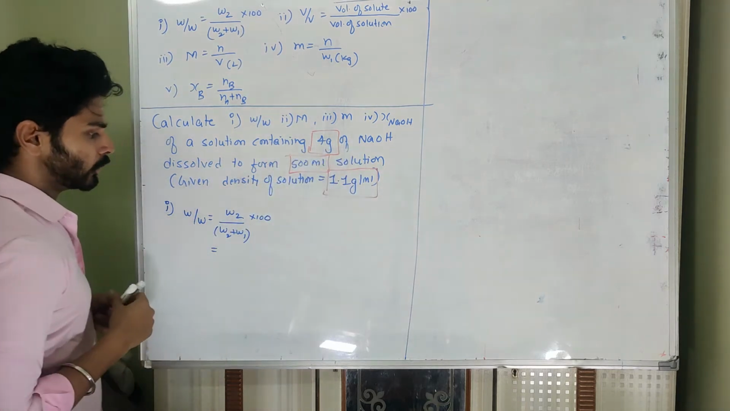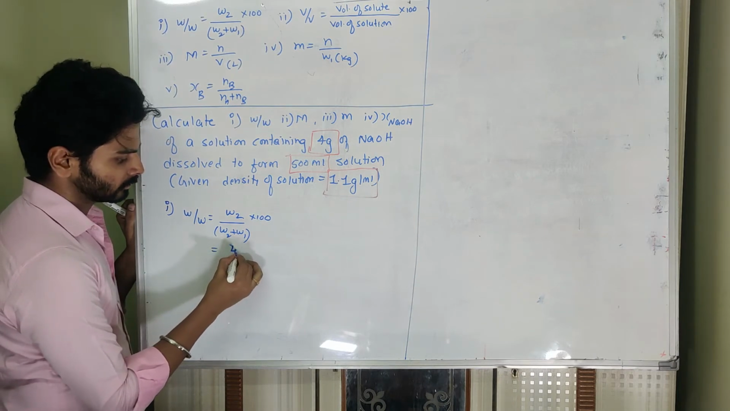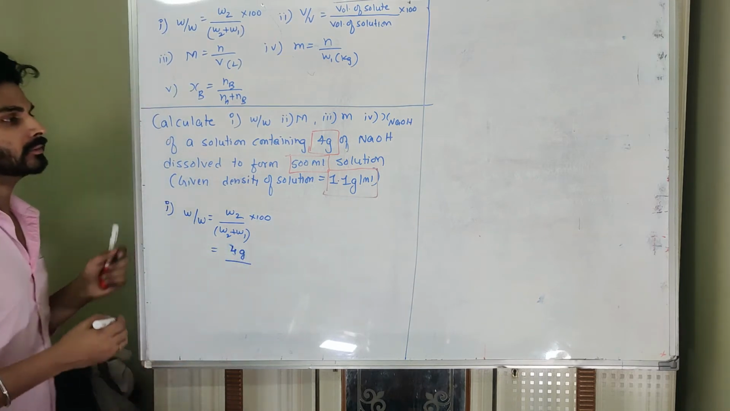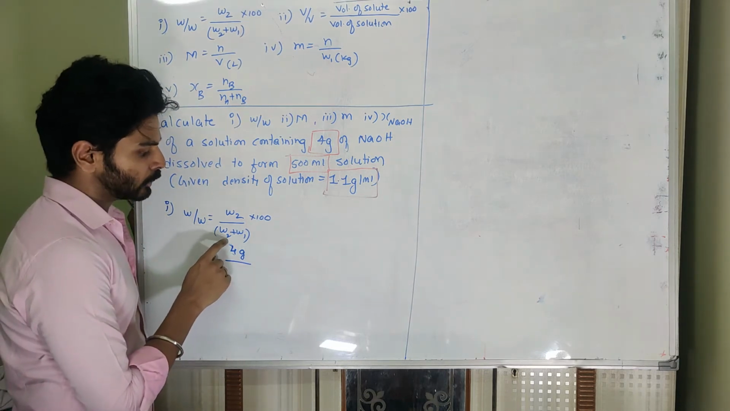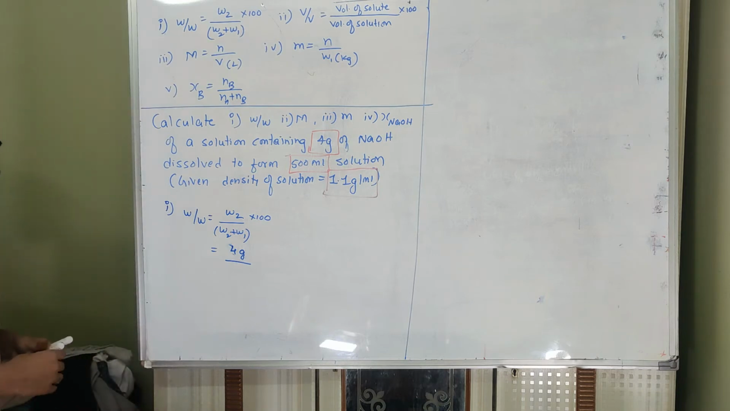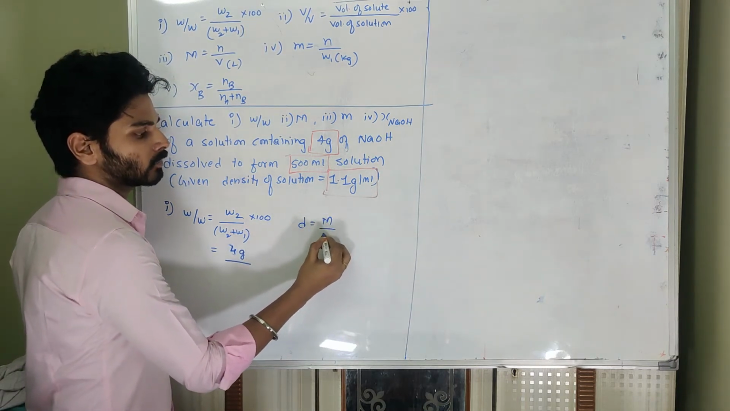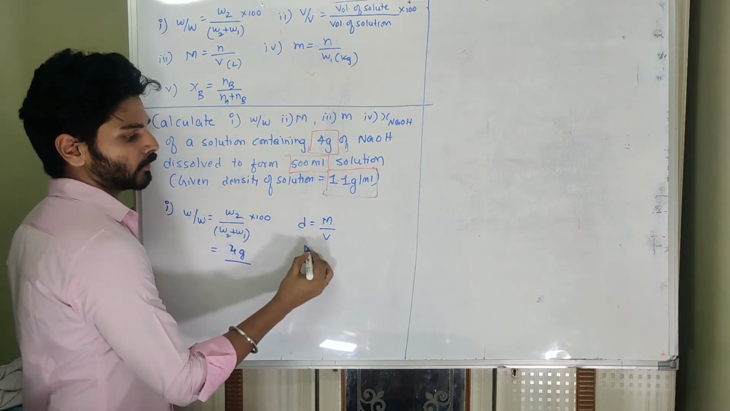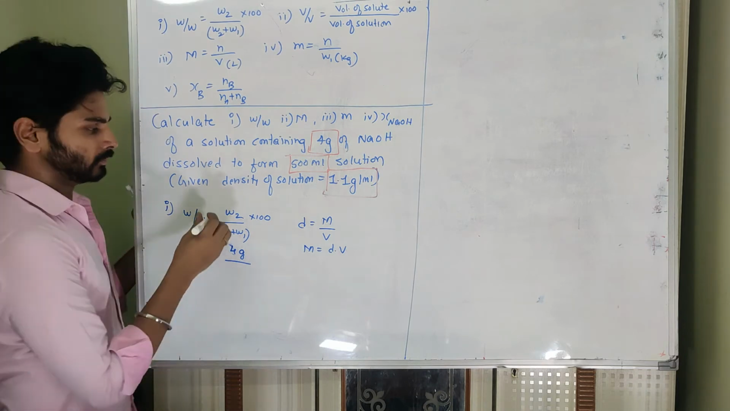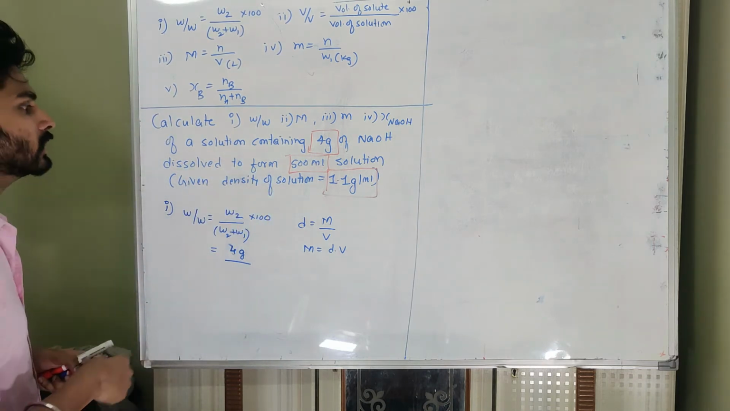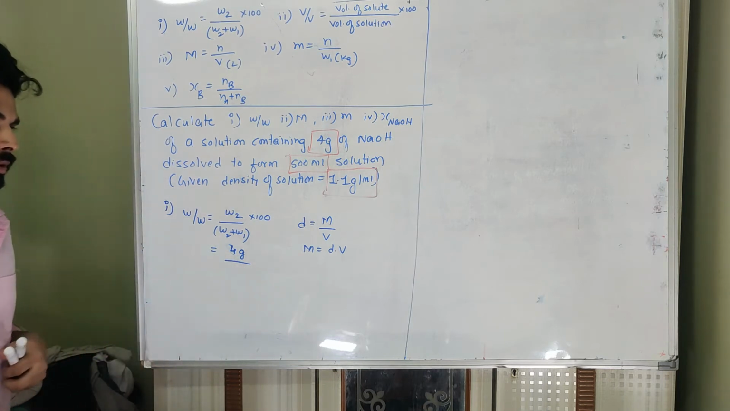4 gram of NaOH is the solute's mass. So 4 gram divided by 500 ml of solution. We don't know the mass of solution. W2 plus W1 we are not knowing. What we can do is, we know one more formula, that is density is equal to mass upon volume. So if I want to calculate mass, then density into volume can be done. So density of the solution is given to us, volume of the solution is given to us, only mass of the solution is not given to us.